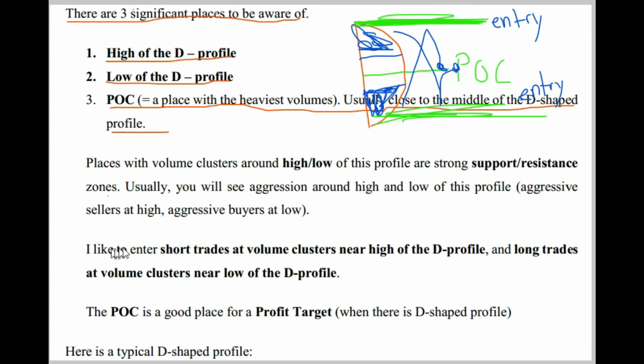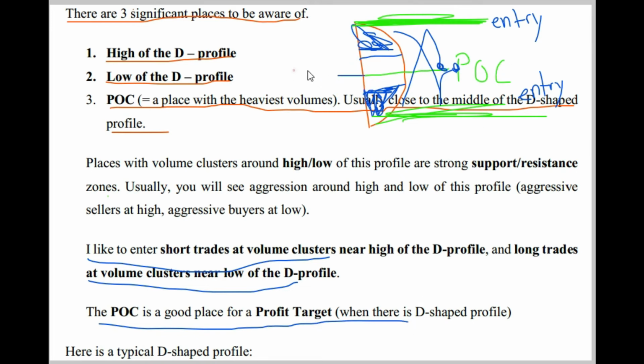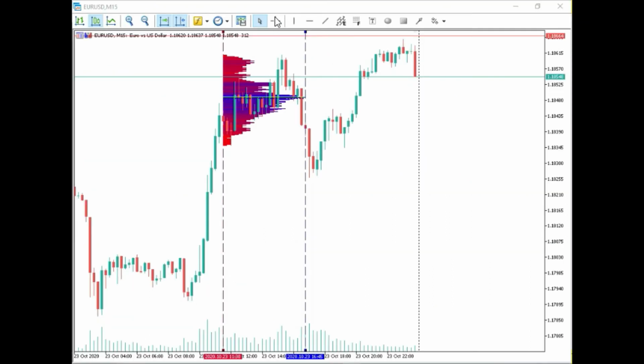So where should we place our take profit next, right? So that's where I like to enter. So where I place my take profit is by point of control. If you look at the previous video, I'd said that the point of control is where I usually like to enter. But when it comes to the D profile, this is where I exit.